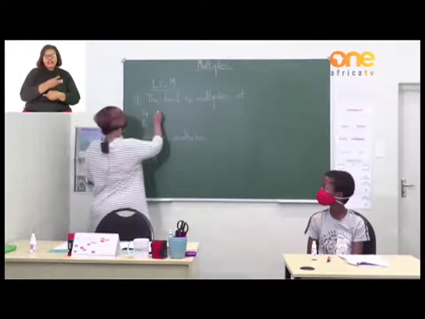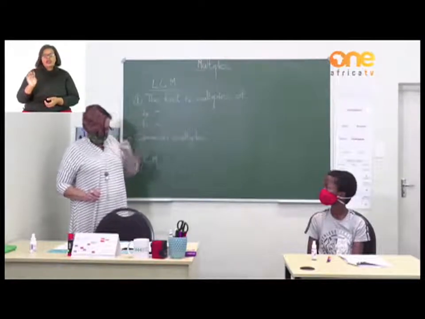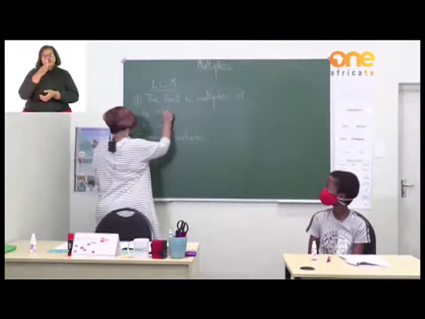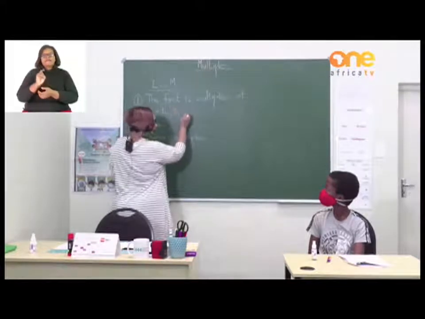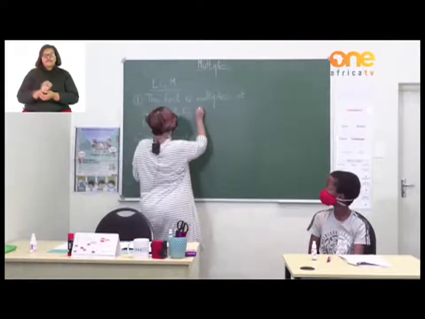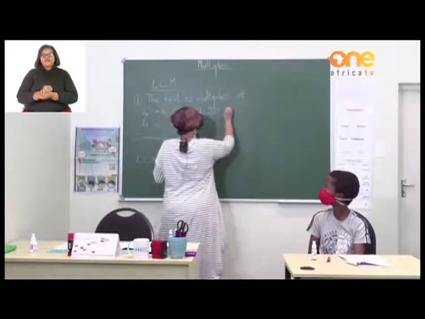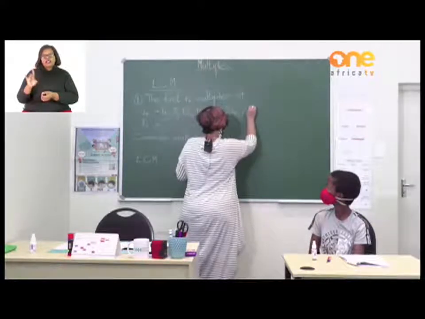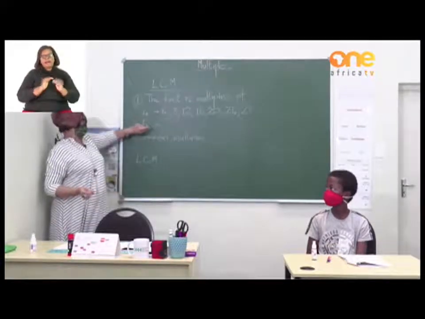Let's find the multiples of 4 first. Can you help me out here? The multiples of 4, where did we start? 4. He says 4, 8, 12, continue, 16, 20, 24, 28. I think we can stop there. You can continue with the rest of the 12.